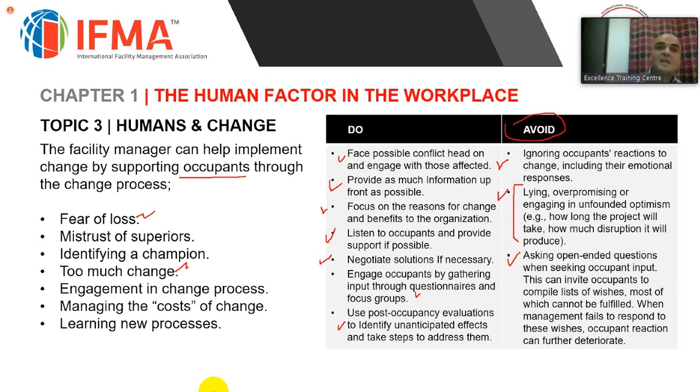For example, we have an extra space. Do you want us to put a cafeteria there, a coffee machine there, or do you want us to put a lounge couch there? So this is like 1, 2, 3 options rather than asking what would you like us to put in that area.